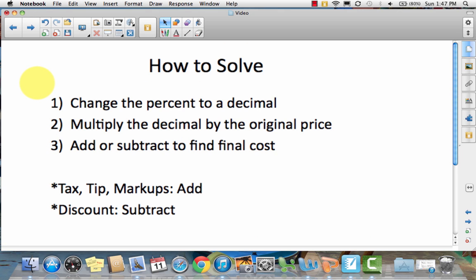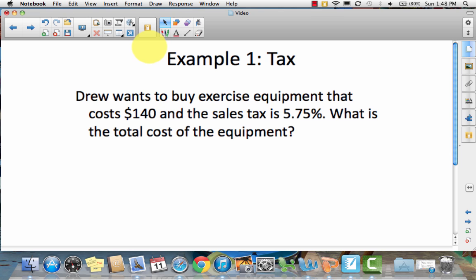Here are 3 simple steps that you can follow when solving any of these types of problems. First, we change the percent to a decimal. Second, we multiply the decimal by the original price. And then finally, we add or subtract to find the final cost. When figuring out if I'm supposed to add or subtract, I start off by looking at what my problem's asking. If I'm solving a tax, a tip, or a markup, then I'm going to add. If I'm solving a discount or a sale, then I will subtract. So let's do a couple examples.